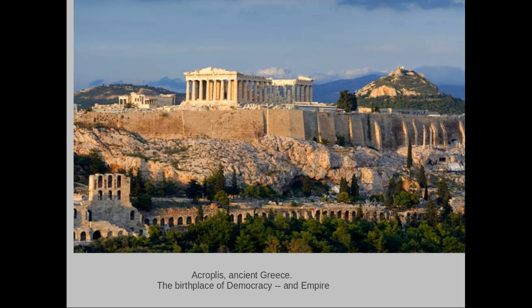So ancient Greece then is the birthplace of both democracy and empire. And my argument is that democracy is an outgrowth of empire. Democracy as we understand it is fundamentally oligarchic.